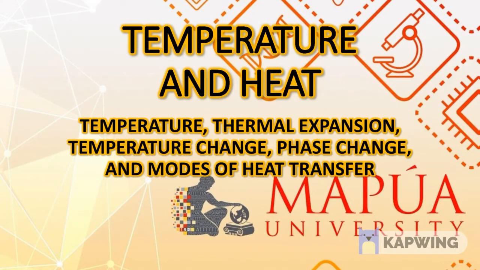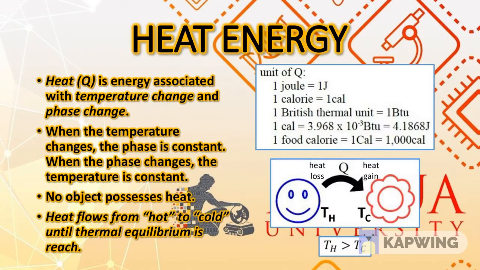So let's now move on to heat energy, in particular the relationship of heat with temperature change and phase change. Heat energy, variable capital Q, is energy associated with temperature change and phase change. Put simply, if you see the temperature of an object change, that means heat is involved. The same goes for phase change.